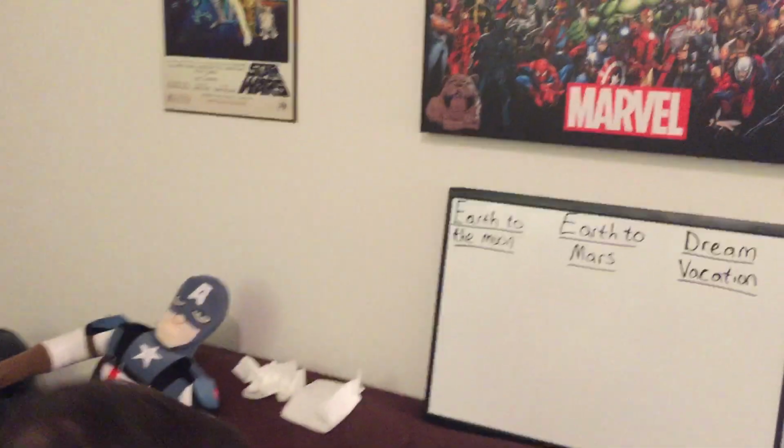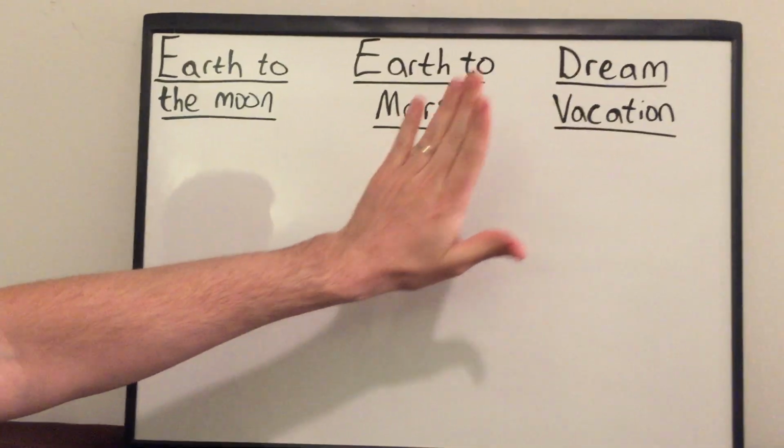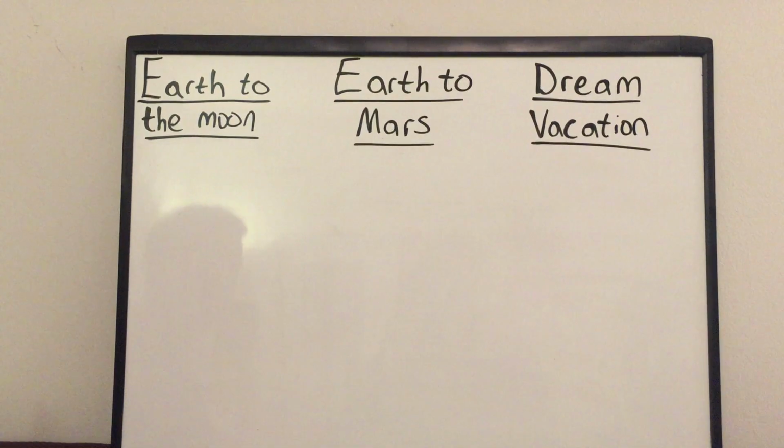Today's lesson says we need to look up the distance of the Earth to the Moon, Earth to Mars, and your house to your dream vacation location. Once you find those distances, we need to write them down, change them into scientific notation, and then write them in ascending order, which means we got to write them from least to greatest. So let's jump over to my whiteboard. Let's take a look at our 3 distances we're looking at. So we got Earth to the Moon, we have Earth to Mars, and our dream vacation.